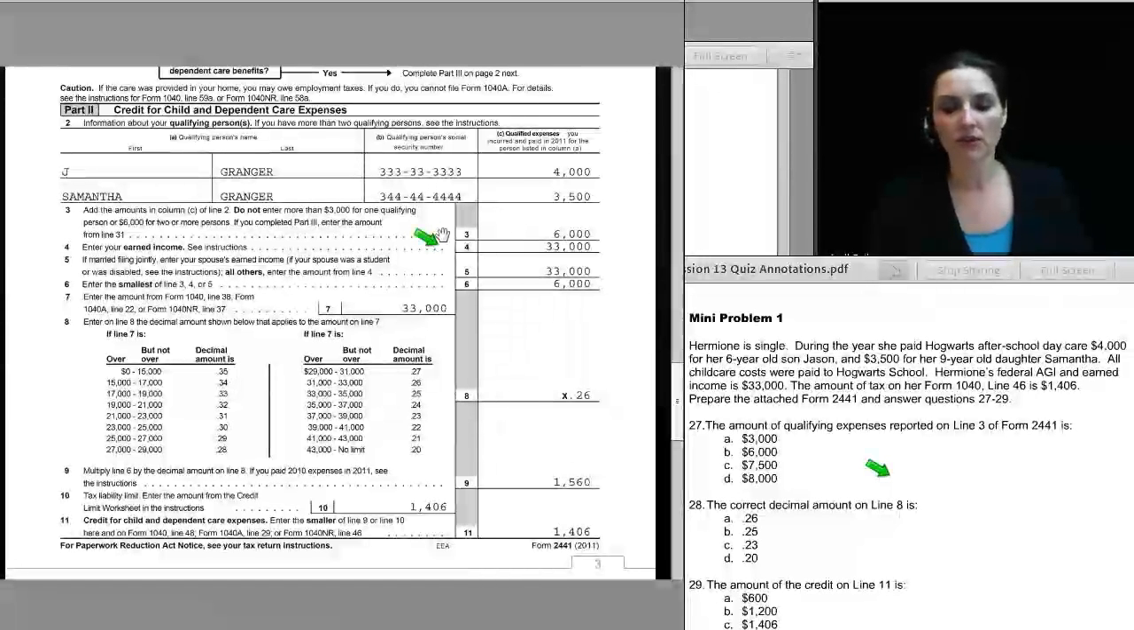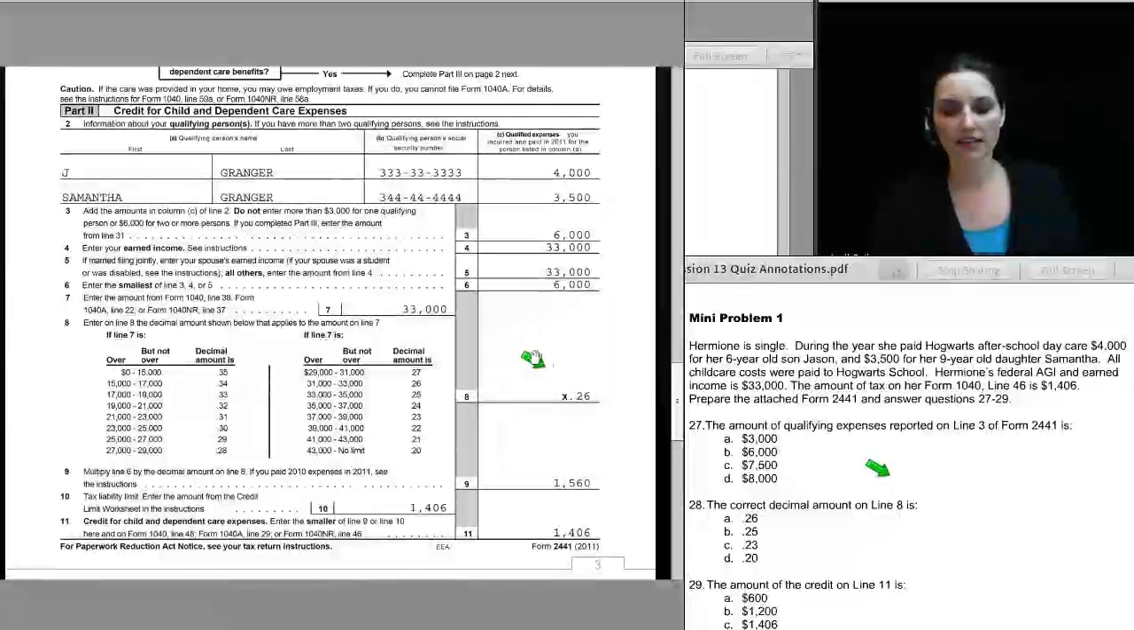We need to show that the qualifying expense is equal to or greater than the earned income, and we've done that. We take the lesser of the two numbers, in this case $6,000. We then look for the amount of income shown on line 38 of the Form 1040, which is adjusted gross income, and we find the corresponding amount on the table. The amount is $33,000, but it is not more than $33,000, so we follow the table across and we come up with a decimal factor of 0.26. We enter 0.26 on line 8, multiply that amount by $6,000, and we get $1,560.